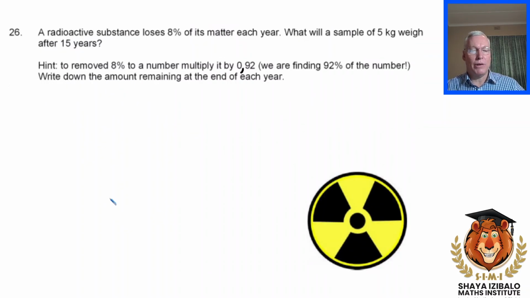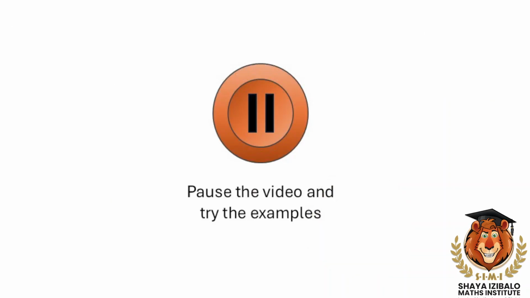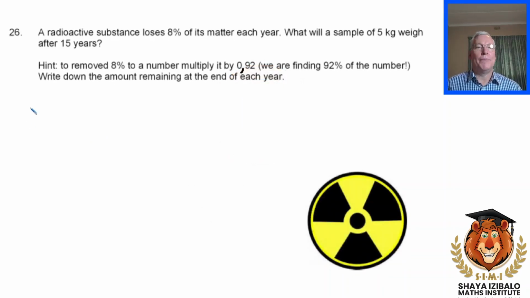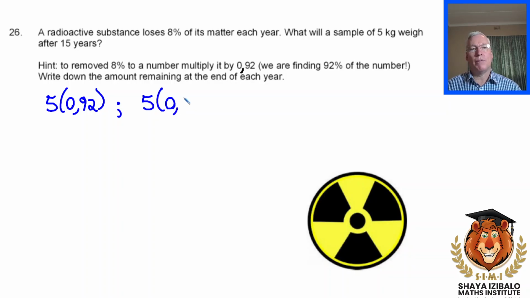Right, pause the video, try this question, and then let it play and see how you did. Okay, so after 1 year, we have got 5 kilograms times 0.92. That's how much of the substance will be left after 1 year. Now that amount reduces by 8%. So we're now going to take this whole number and multiply it by 0.92 to take 8% off it. When we do that, we've actually got 0.92 squared. Now, that's how much we've got after 2 years. You might want to work these numbers out. It might be a little bit easier to understand if you've got actual numbers. You'll see that this is getting smaller and smaller.